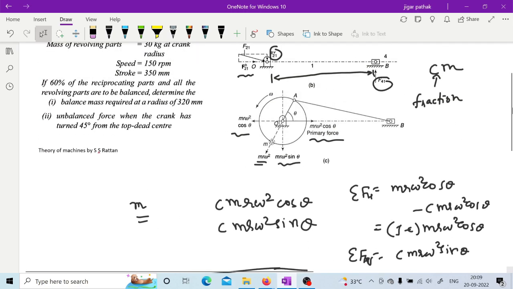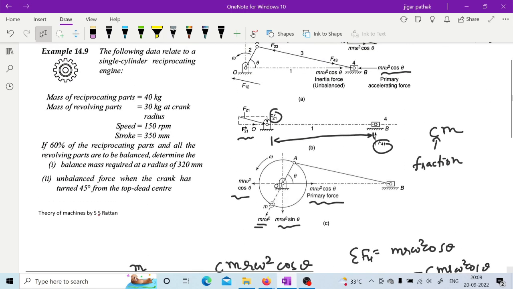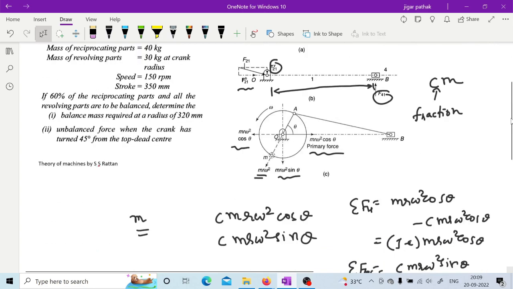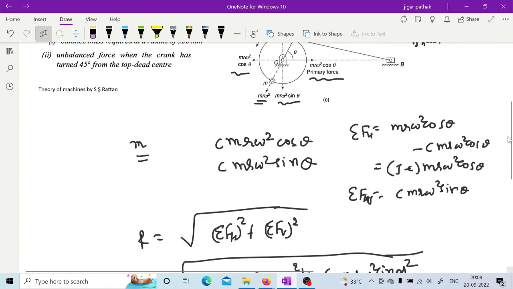Basically, if you are having a revolving unbalanced mass also, then you have to add it to whatever c m we have balanced here. In place of m, we have only provided c m. But if you are having a revolving part also, then you have to add that revolving mass also. That we will see when we solve the problem given above. Let us see that problem.